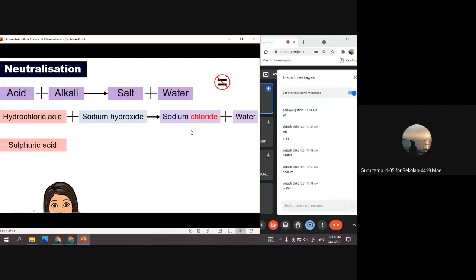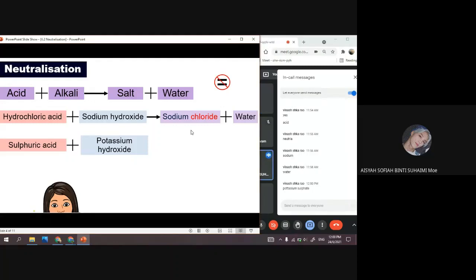Another example, we use sulfuric acid plus potassium hydroxide. What do you think will be the salt? Potassium sulfate plus water. Remember, for the second word of the salt's name, we must have the ending ATE. So instead of potassium sulfuric, it is actually potassium sulfate.